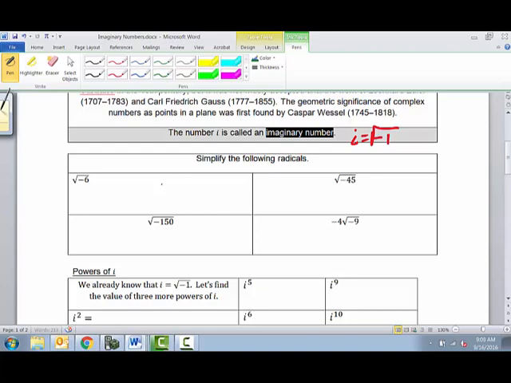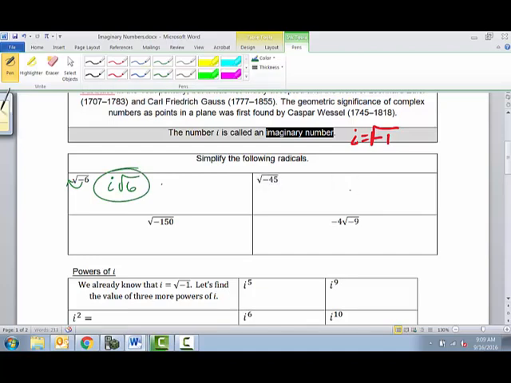Square root of negative 6. Well, we can't factor 6 and find any pairs. It's 2 and 3, no pairs. So the only thing I can do is take out the negative. Take out the negative and it becomes i. So you poke out your i. And we get i root 6.